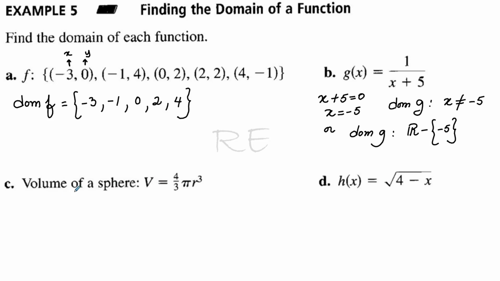For the volume of a sphere, the variable is the radius. And we know realistically that the radius can neither be negative nor 0. Therefore, r must be strictly greater than 0. And the domain is all real numbers r that are strictly greater than 0.